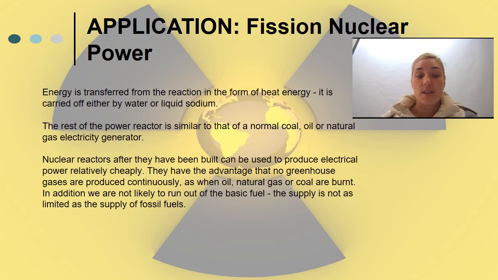They have the advantage that no greenhouse gases are actually produced continuously throughout the energy production, whereas an oil, natural gas or coal plant is going to be releasing carbon emissions the entire time. In addition, we're not likely to run out of the basic fuel, which is the uranium-235/238, as the supply is not as limited as the supply of fossil fuels.